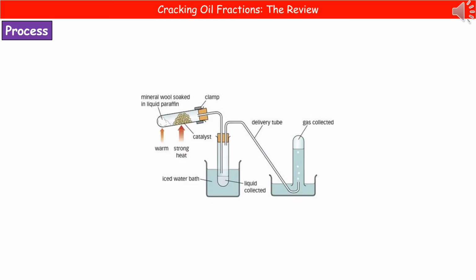You may well have carried out your own cracking experiment in class. So you'd have had a setup rather like this. In one tube, you've got little bits of catalyst, which is probably broken bits of porcelain. You've got mineral wool soaked in the liquid paraffin at one end, and at the other end, you've got a delivery tube that goes through into another test tube. As we heat both the catalyst and the mineral wool soaked in paraffin, the paraffin itself is broken up into smaller hydrocarbons, the alkanes and the alkenes, which we can collect in the other tubes.